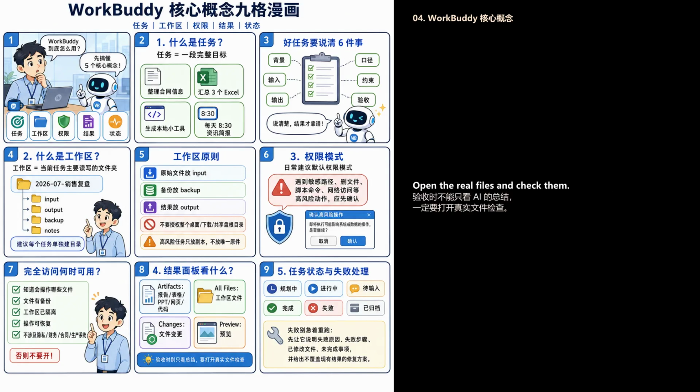Finally, task status and failure handling. Common statuses include planning, running, waiting for input, completed, failed, and archived. If a task fails, do not rerun it immediately. First, ask WorkBuddy to explain the failure reason: the failed step, files already changed, unfinished items, and a repair plan that does not overwrite existing results.